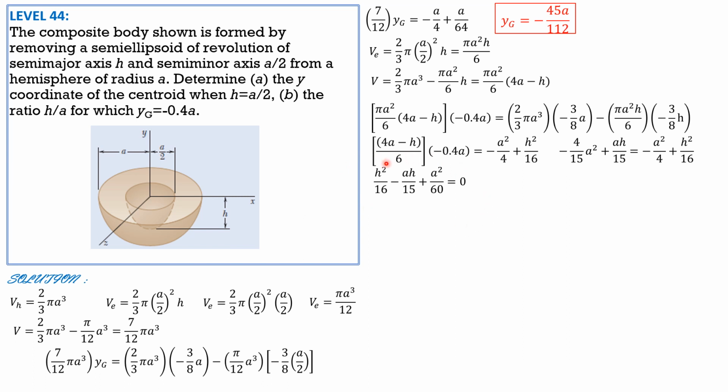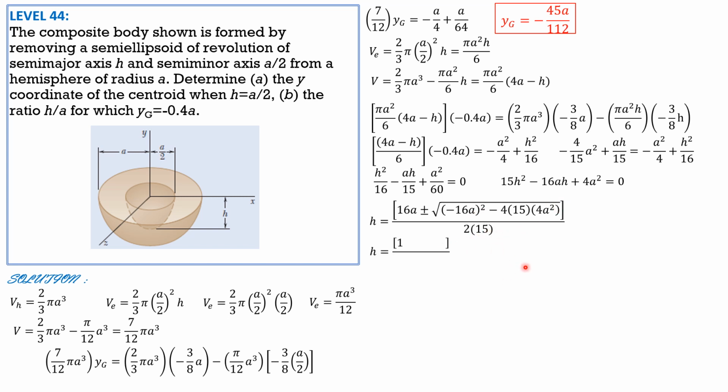The LCD is 240, so multiply everything by 240 to clear the fractions. That gives 15h² minus 16ah plus 4a² equals 0. Applying the quadratic formula, h is the negative of b, negative of negative 16a, so h is 16a plus or minus the square root of (16a)² minus 4 times 15 times 4a², all over 2 times 15.